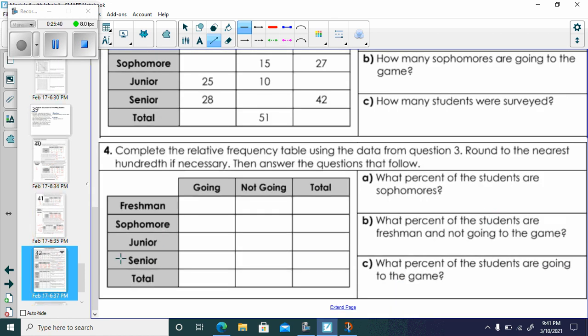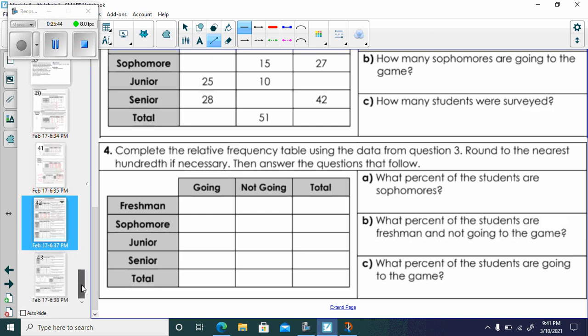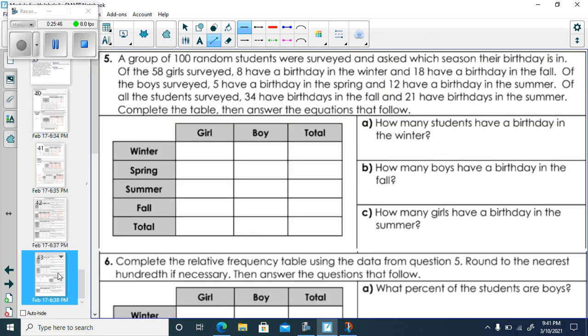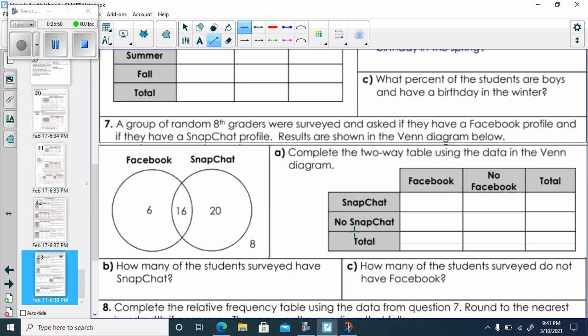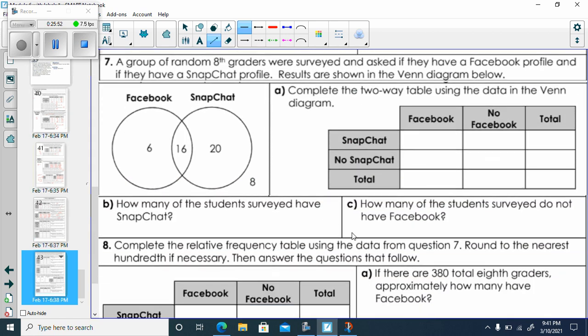Now, let's go to the next page. We're going to skip 4. We're going to go to the next page. And we're going to look at number 7. A group of random 8th graders were surveyed and asked if they have a Facebook profile and if they have a Snapchat profile. Results are shown in the Venn diagram. We're going to complete the two-way table using the Venn diagram.